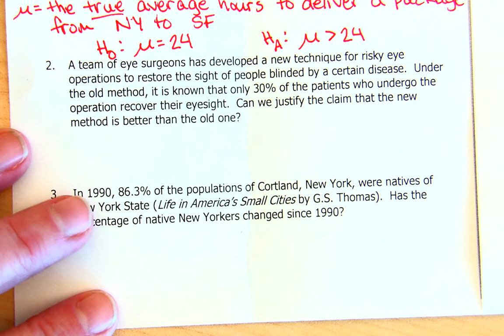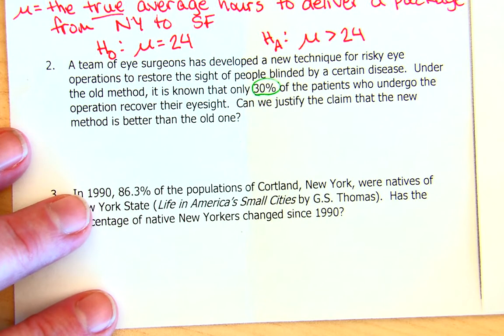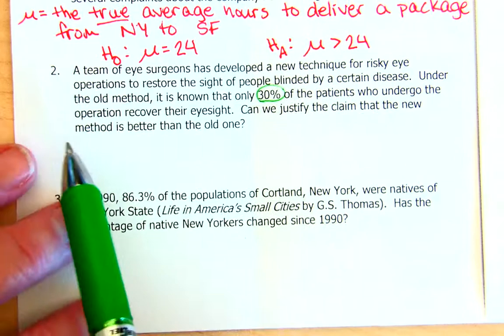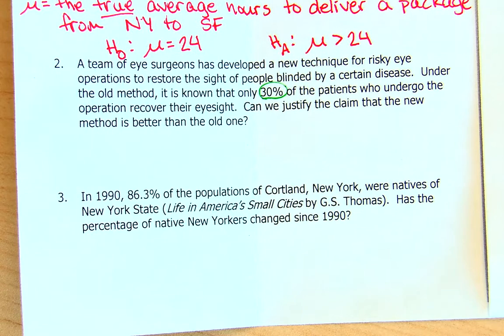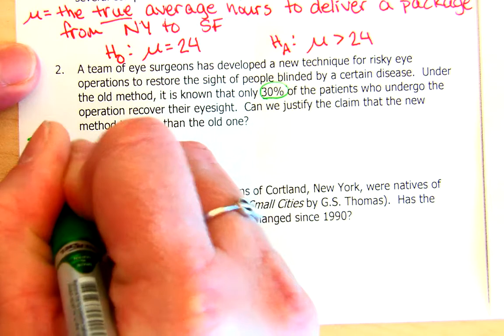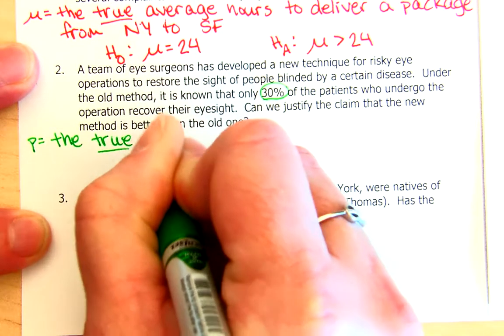Because it doesn't say the average. Never does it say average. And we have this percent. Percents are typically proportions. Okay? So we'll want to define, instead of doing mu like we did up here, we're going to do p. So p will be the true proportion.